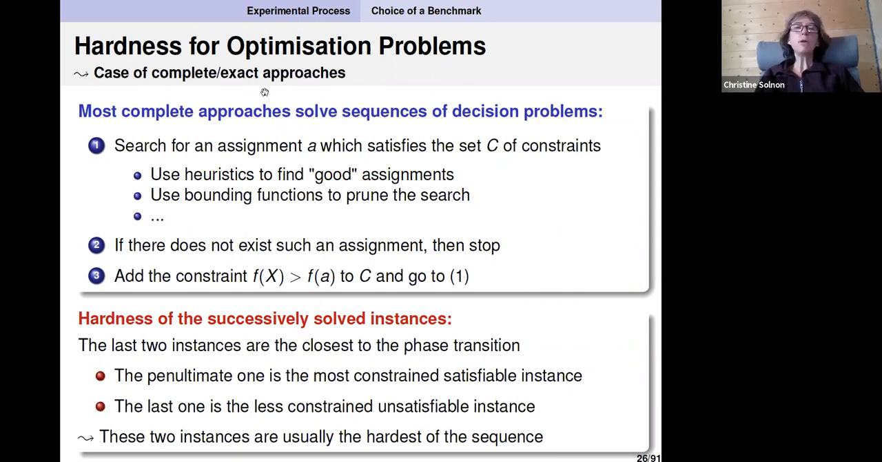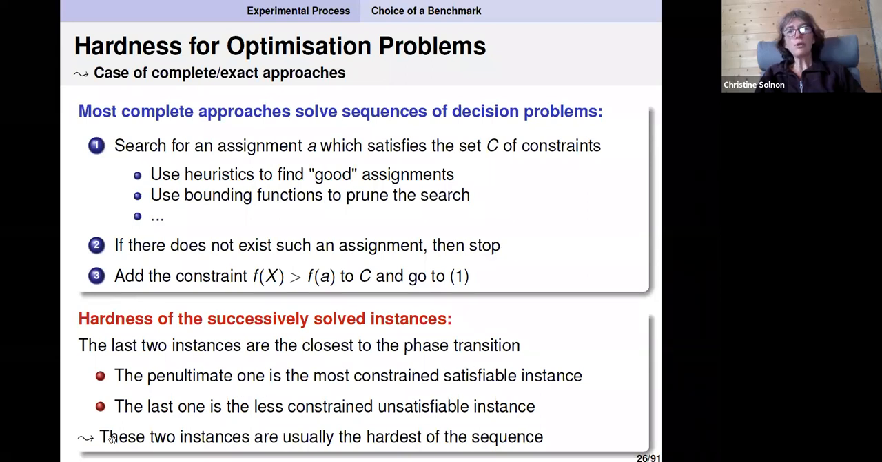It is different depending on whether you consider a complete approach or a heuristic approach. If you consider a complete approach, then usually you solve an optimization problem by solving a sequence of decision problems. You first solve the problem to find the first solution, and then you add a constraint to find a better solution than this first solution, and you repeat this until finding a solution which is the optimal solution. And the last time is to prove the optimality of the previous solution.